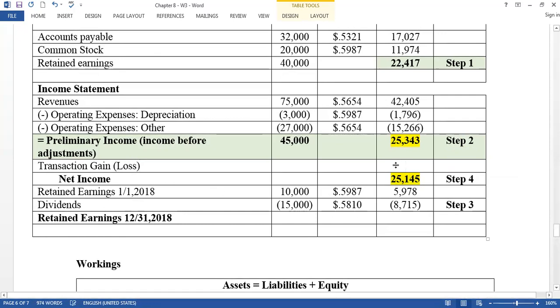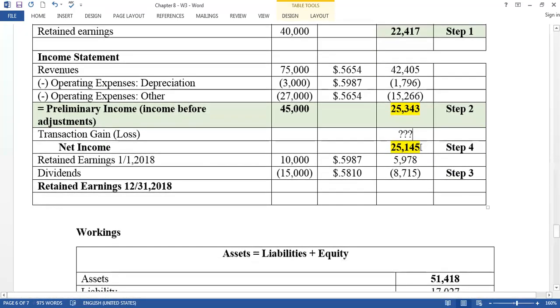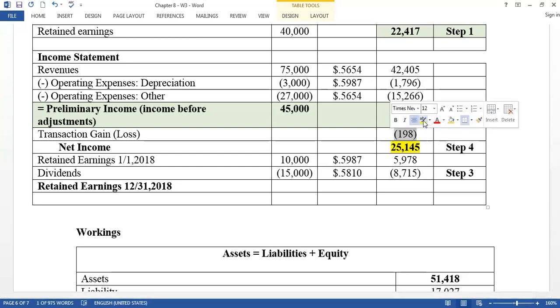Now, what will be the number here? It is gain or loss. Our net income is 25,145, but our preliminary income is 25,343. That means our net income is lower, right? Our net income is lower, preliminary income is higher. So you have a transaction loss, and it is 198. So you have to use first bracket if it is loss. Okay. And if it is gain, you don't have the first bracket. So this is the adjustment. This is our adjustment.